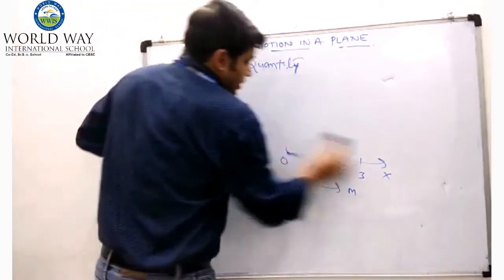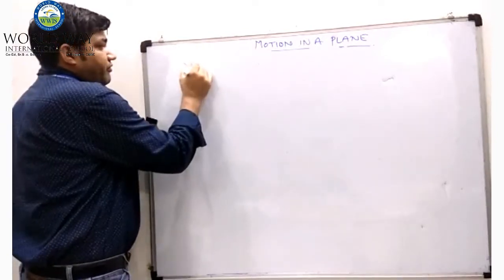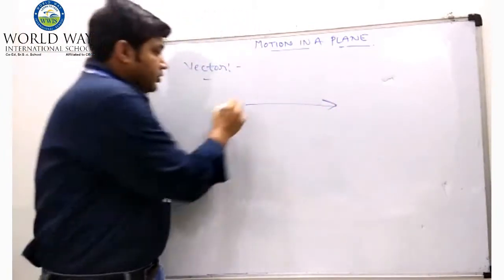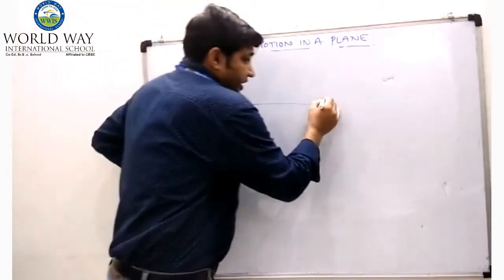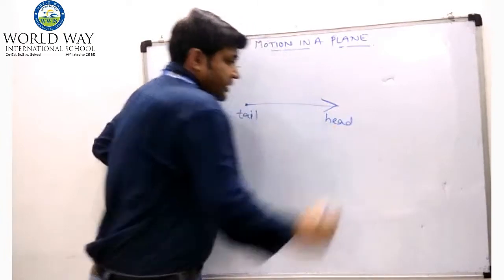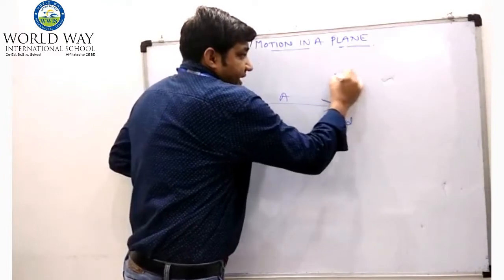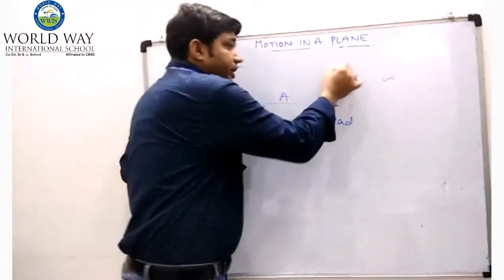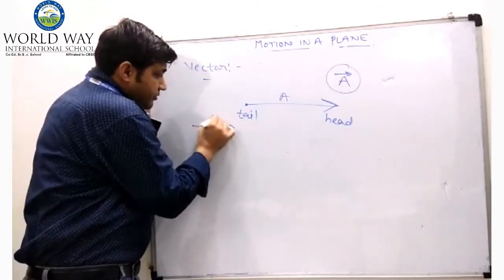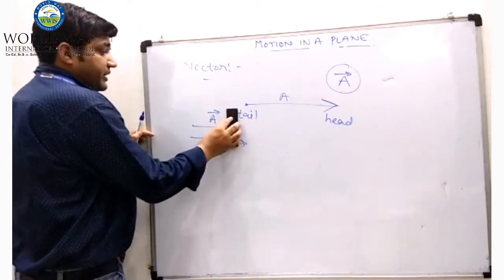A question arises: how do we represent a vector? The representation of a vector is a simple arrow. This is known as the tail and this is known as the head. The representation of a vector, suppose I say this is A, is written as vector A. This is the symbolic notation of any vector quantity. This is vector A, this is vector B. Clear? Vector A and vector B.